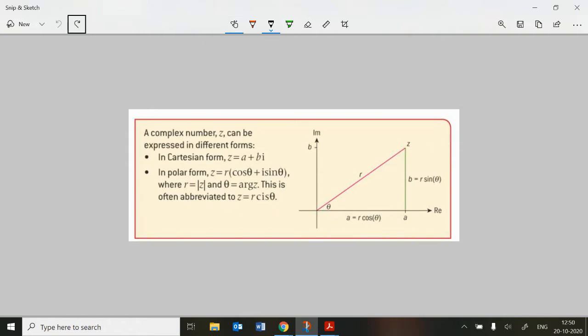And you can see that we have here the length of this vector is r. Now you can find that just by doing Pythagoras. So do a squared plus b squared and take the square root of that, and that will be r. And then we have the argument of the complex number here as well. And the argument is just the angle as measured anti-clockwise from the positive real axis.